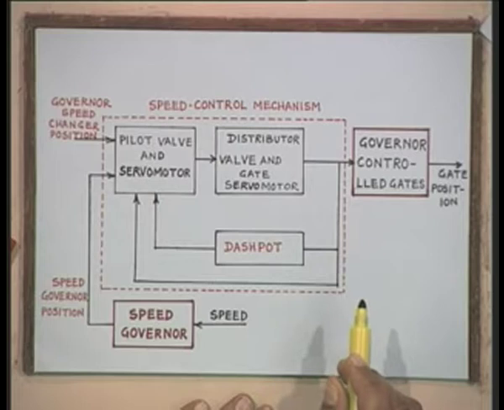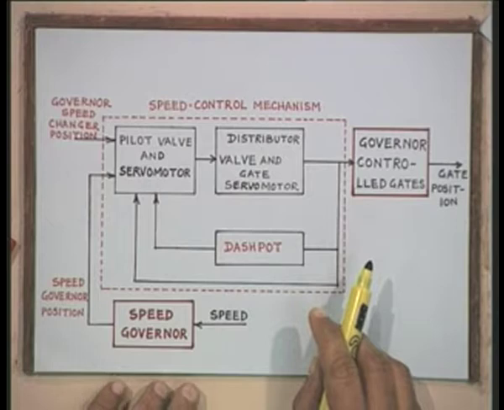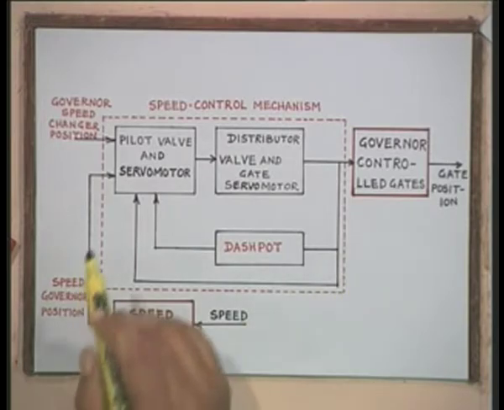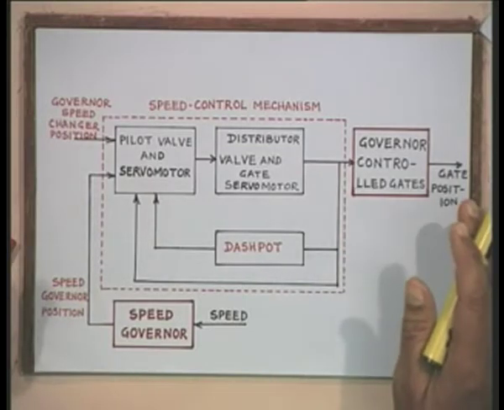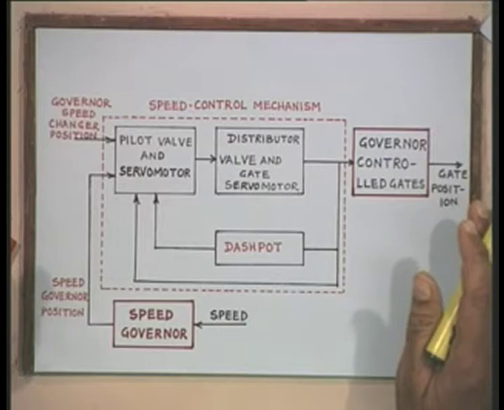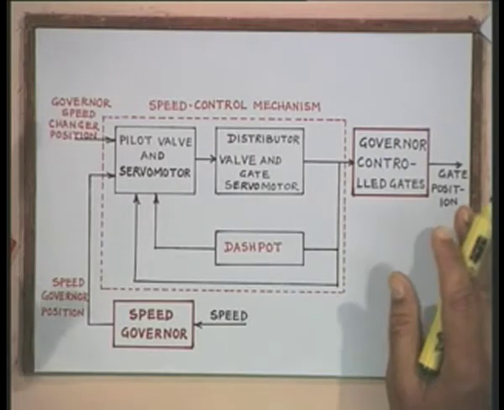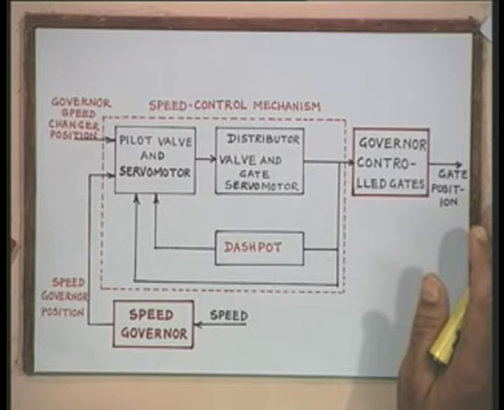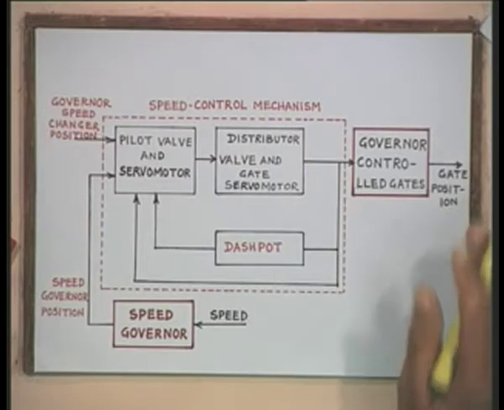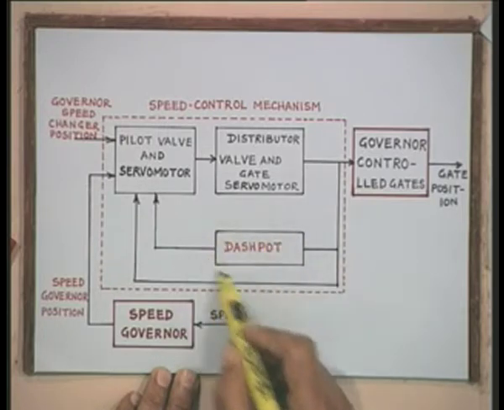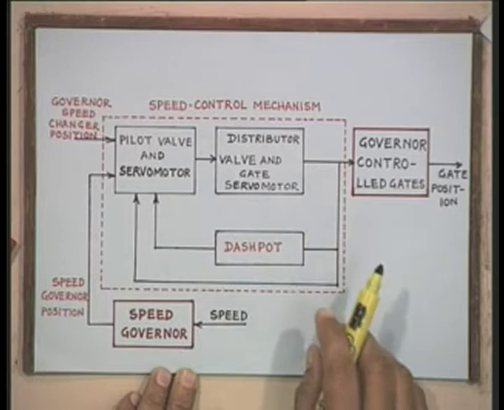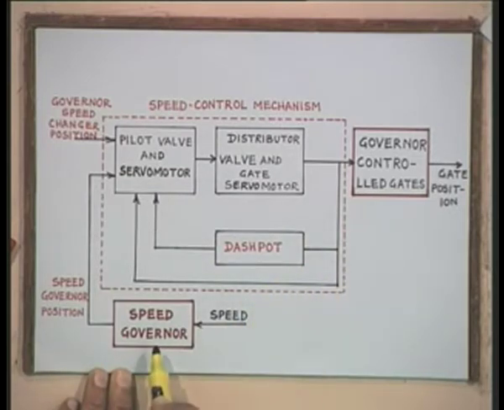Now, this is the block diagram of a hydro governor, that is the governor for hydraulic turbine. The building blocks of this governor or speed control mechanism or the hydro governor is similar to that we use in steam turbine. The only difference which we will see here is this block, dashpot. Now, let us just discuss what are the main blocks.